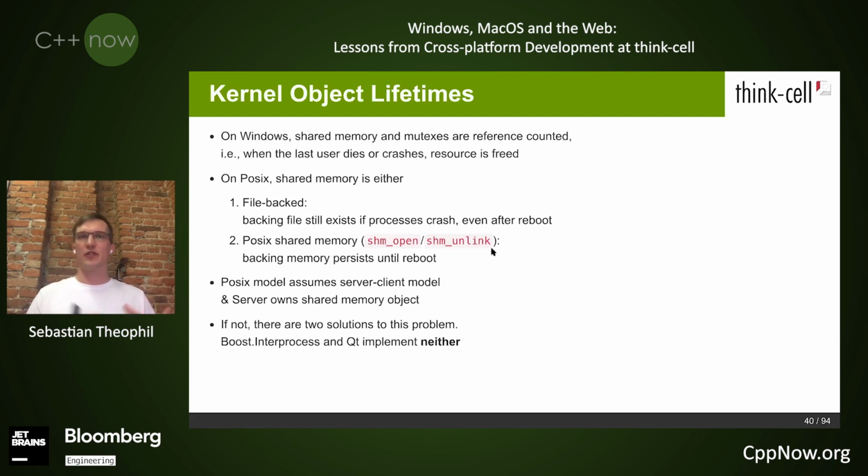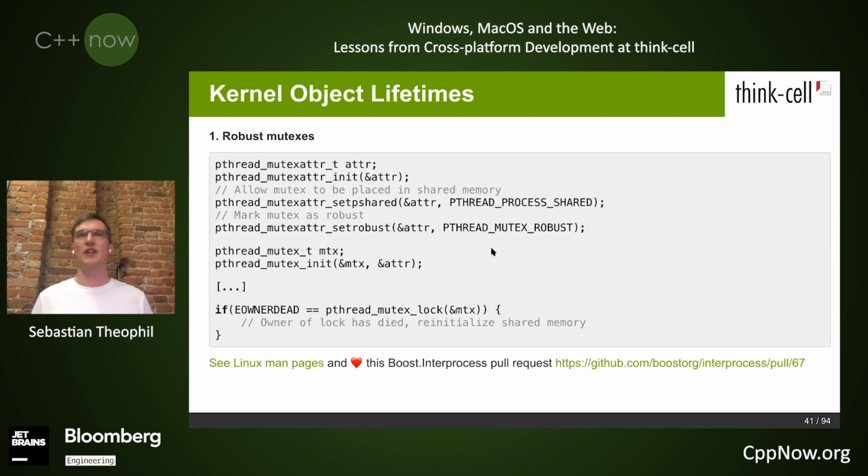So POSIX here kind of assumes a server-client model where the server process would be able to clean up any lingering memory segments first, before it creates a new one and creates child processes. If that's not your process model, and it wasn't our process model, then there are 1.5 solutions to this problem that I could find or think of. And neither Boost Interprocess nor Qt implements one of them. So what's the first half of a solution?